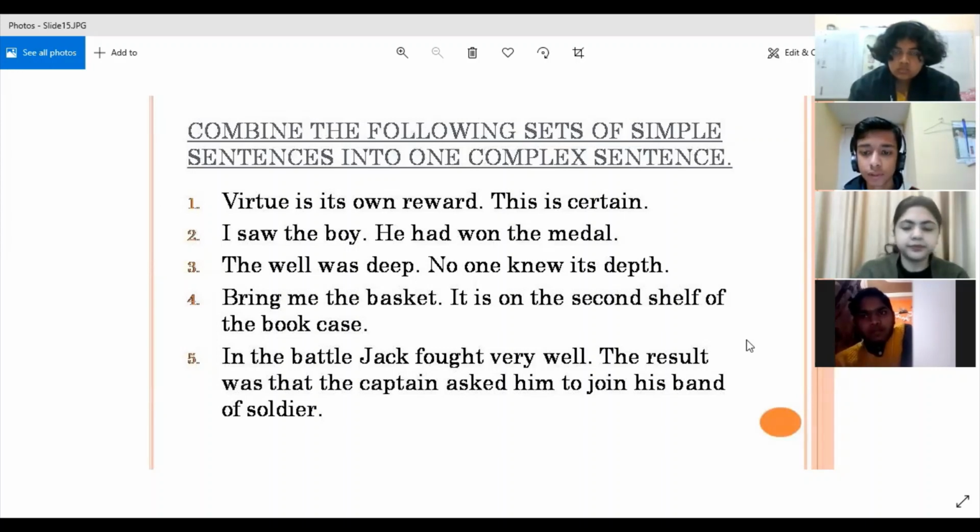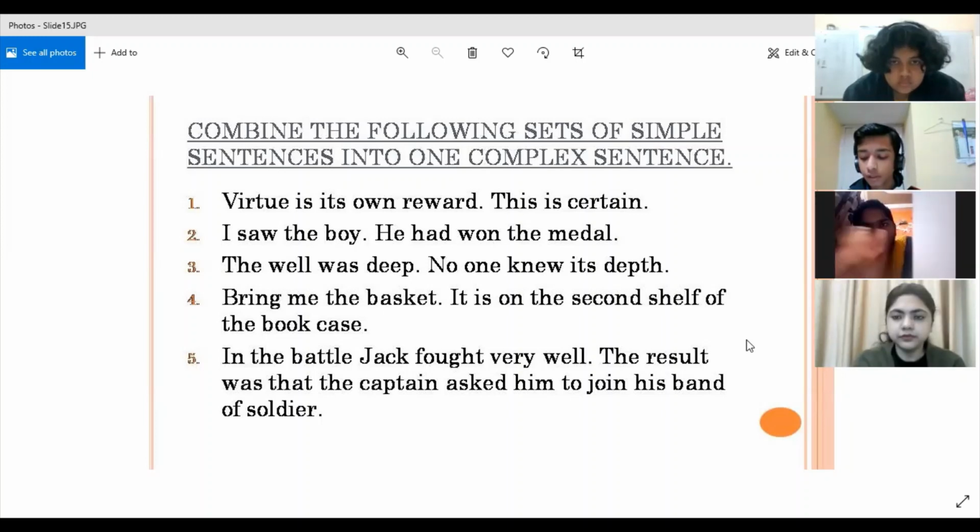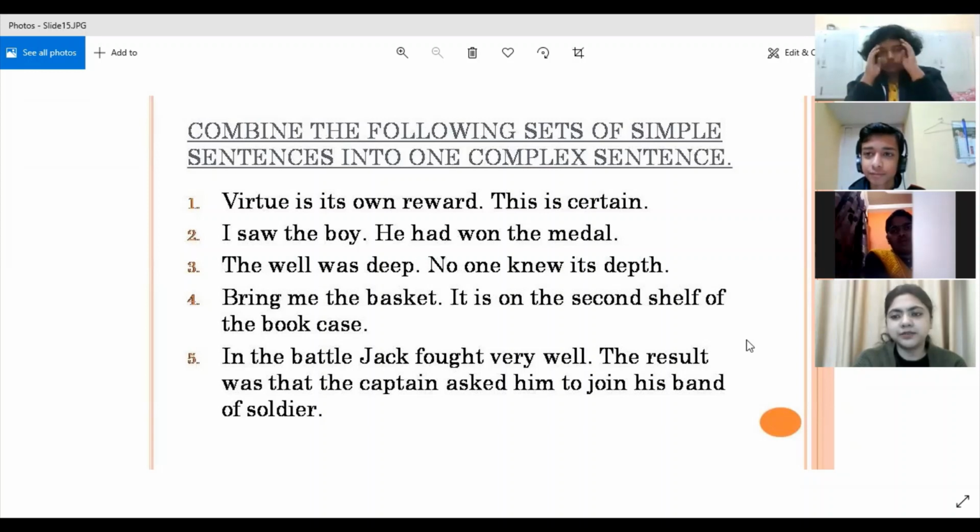Divyan? No one knew the depth of the well which was deep. Is it making a sense? Try. You have reached the correct answer.